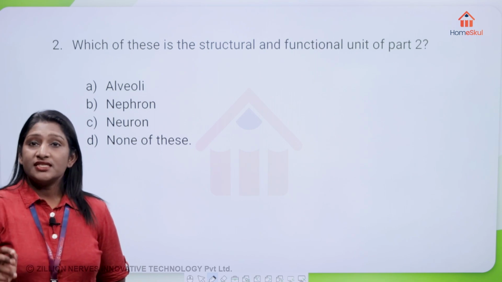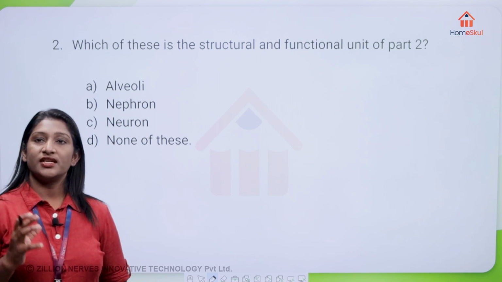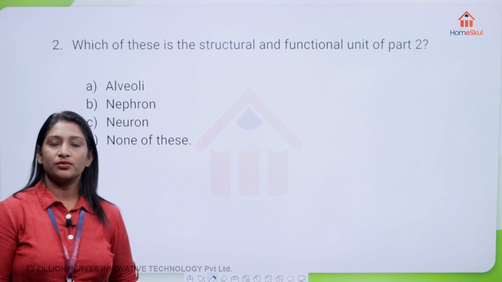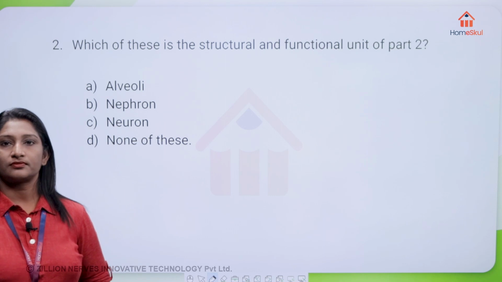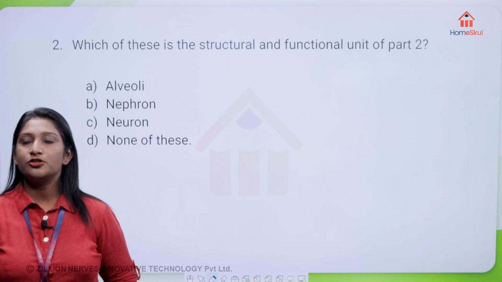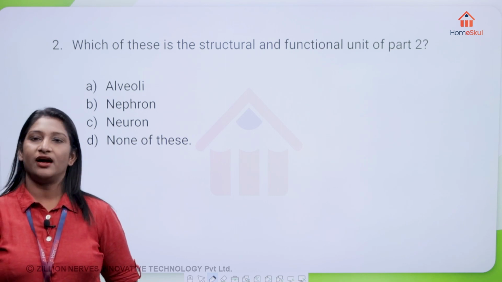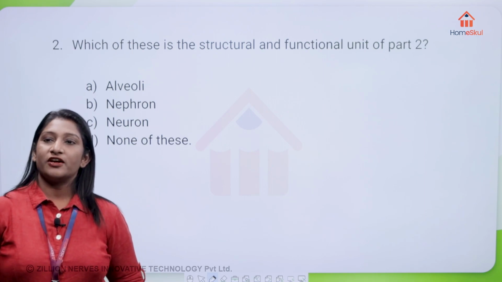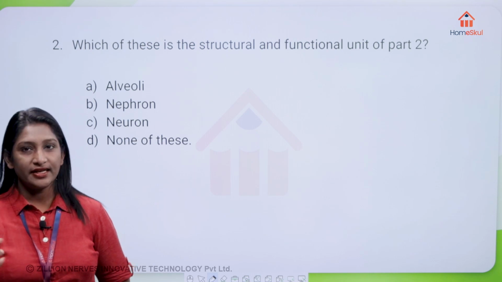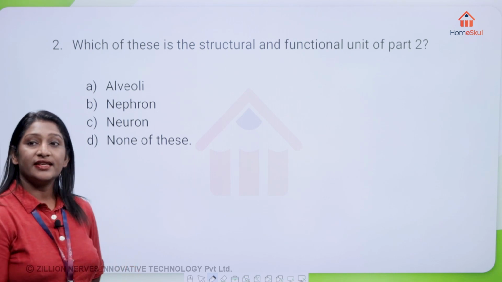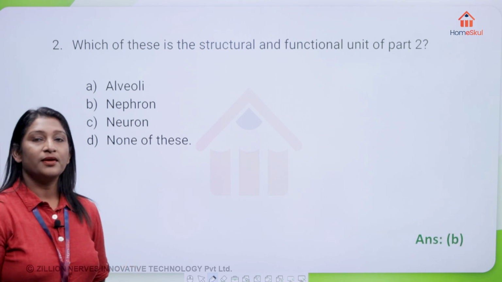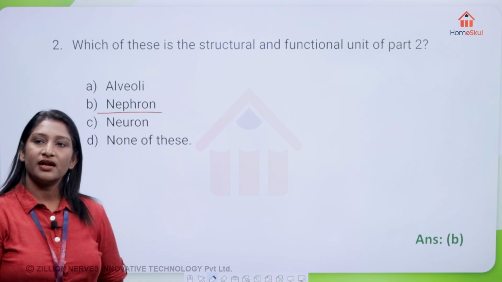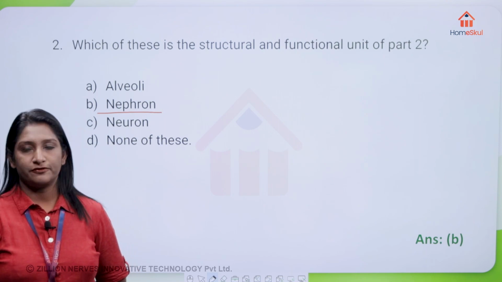The next question. Which of these is the structural and functional unit of part two? And which was part two? What is labeled part two? Kidney. Yeah, okay, kidney is labeled part two. And what is the structural and functional unit of the kidney? It's again option B, that is nephron. Here it is marked nephron.